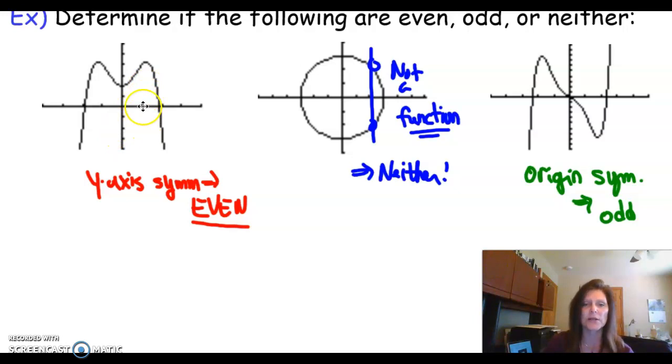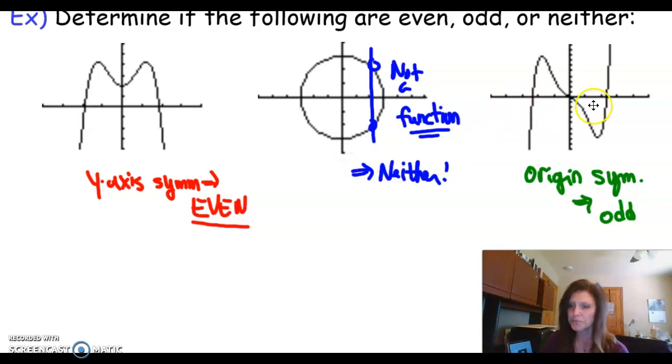Okay, so let me demonstrate. If I have x equals 1 here, I'd get this y value. Well, when I have x equals negative 1, I get the exact same y value. It's exactly the same height. Okay, I have a beautiful circle here. It does have symmetry, but the problem is, remember our rules, it's not a function. If you have a vertical line that touches the graph more than once, it doesn't qualify as a function.